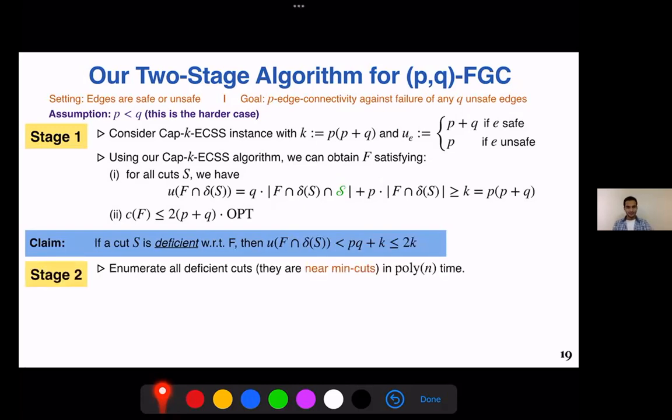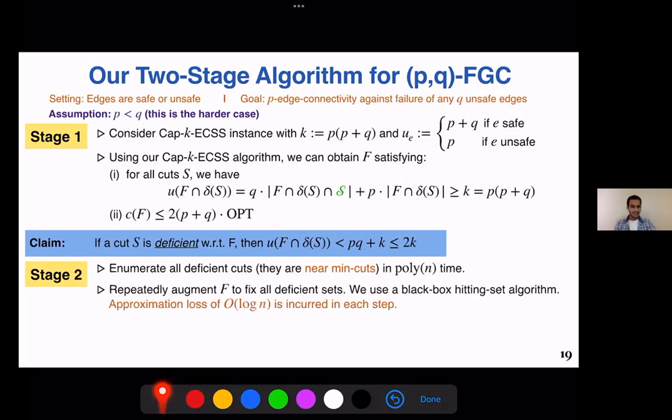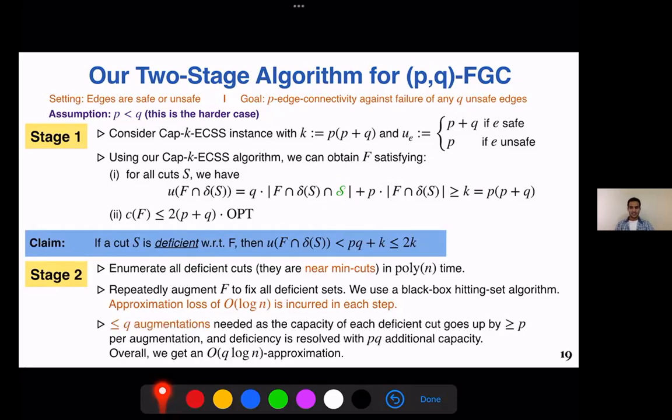Now, in the second stage, we'll fix these deficient cuts. How do we do this? We'll first enumerate all deficient cuts. Because they're near minimum cuts, this can be done deterministically in polynomial time. We'll repeatedly augment F until all deficient cuts are fixed. To do this, we use a black box hitting set algorithm. We incur an approximation loss of order log n in each step. Overall, there are at most Q augmentations. Why is this the case?